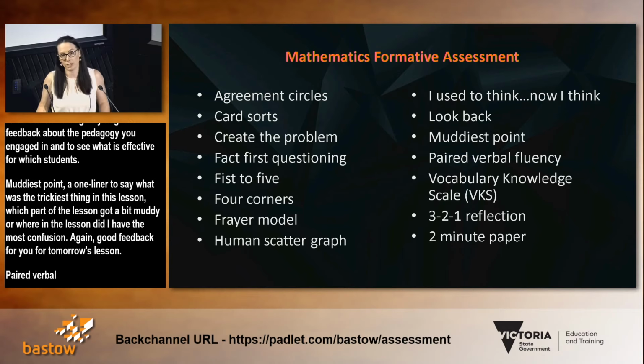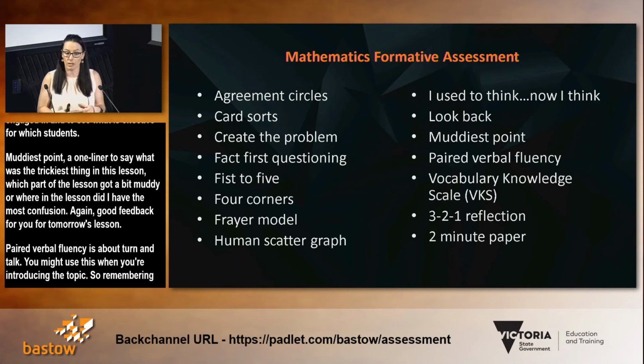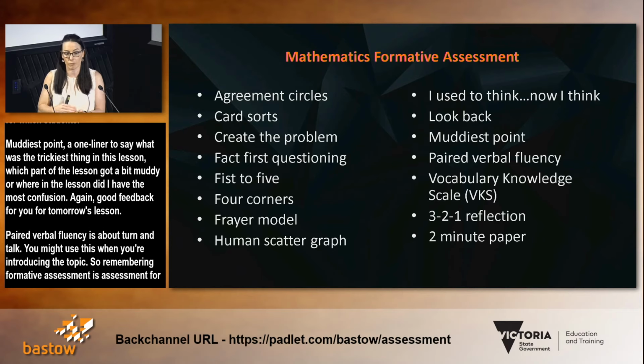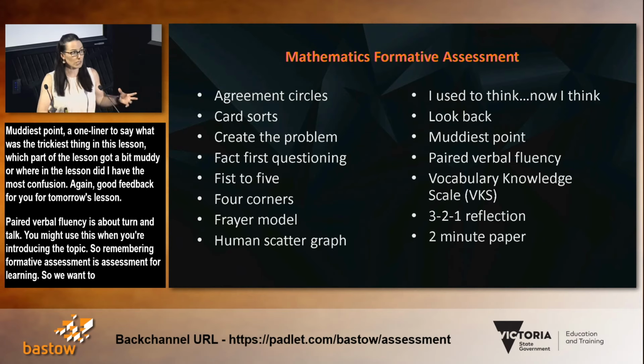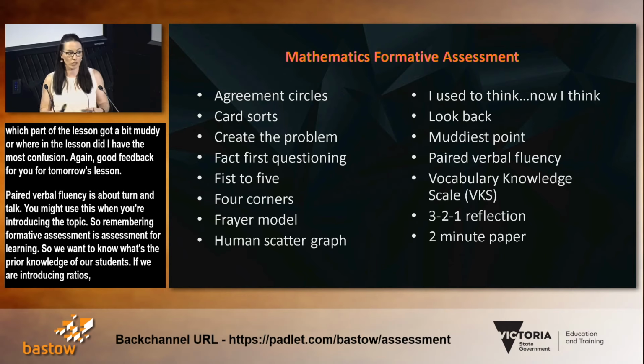Paired verbal fluency is just about turn and talk. So you might use this when you're introducing the topic. Remembering, formative assessment is assessment for learning. So we want to know what's the prior knowledge of our students. So if we are introducing, say, ratios, what's the prior knowledge?